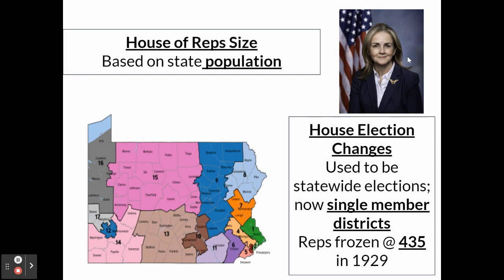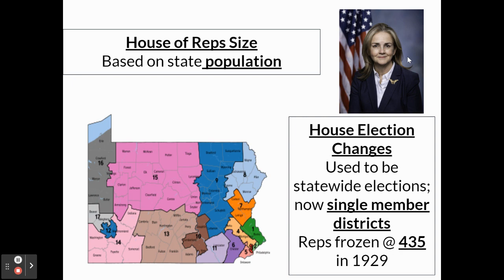We used to elect the reps like our senators are elected now, statewide, so everybody would be voting for the same people. But for a long time now, we've used what are called single member districts, where however many reps a state has, we carve that many districts, you see all the colored areas on the map, into the same number.